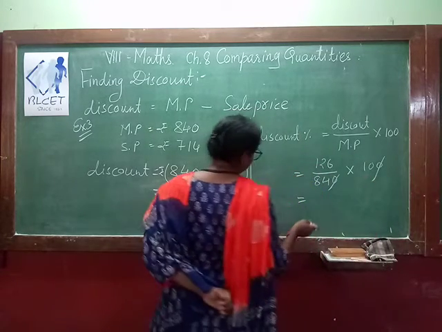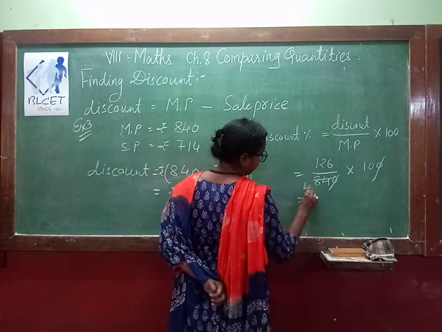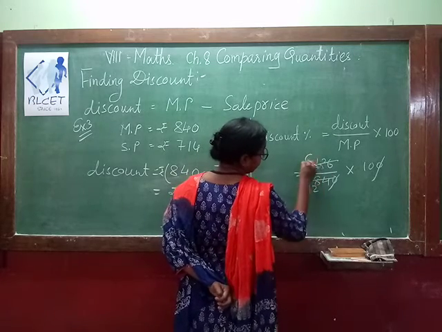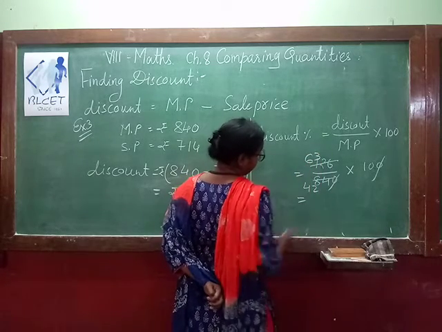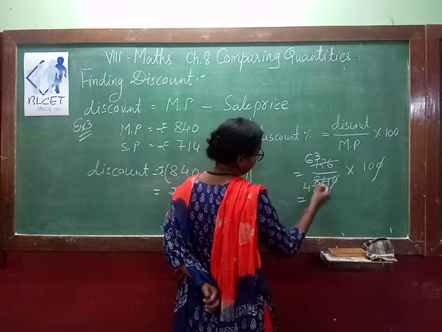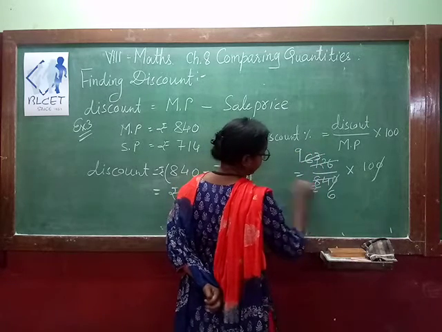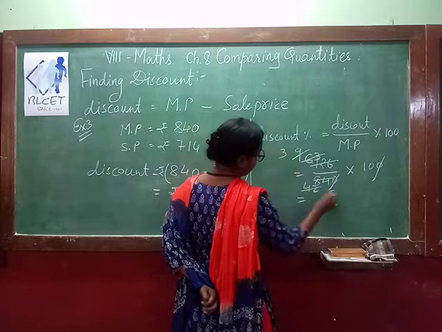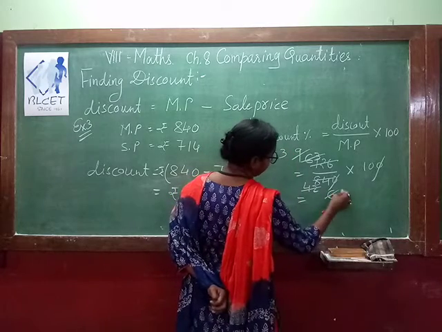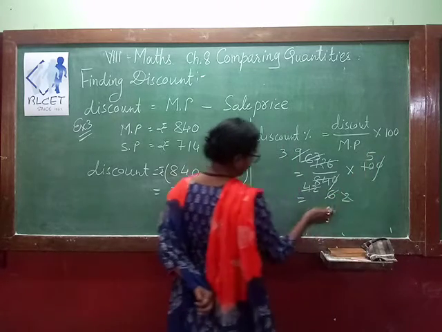First you cancel with 2. So this is 42 and this is 63. Again you can cancel it by 7. 9 sevens are and this is 6 sevens. Again you can cancel by 3: threes are and this is 2 threes and this is 2 fives are. So what is your answer?